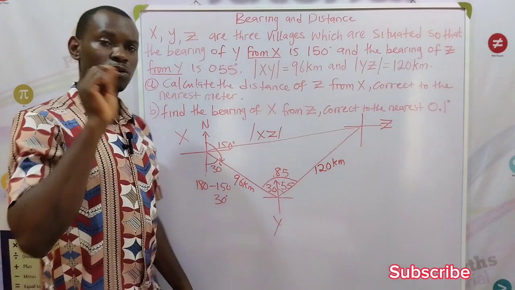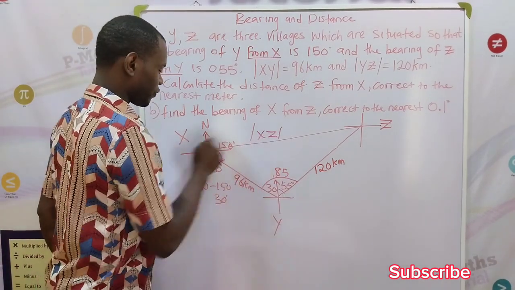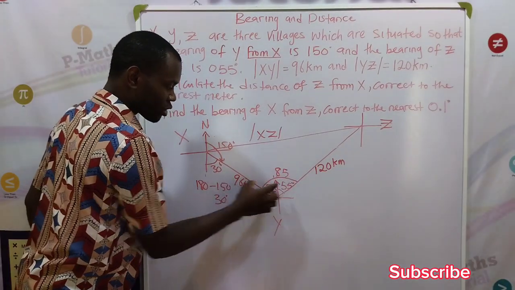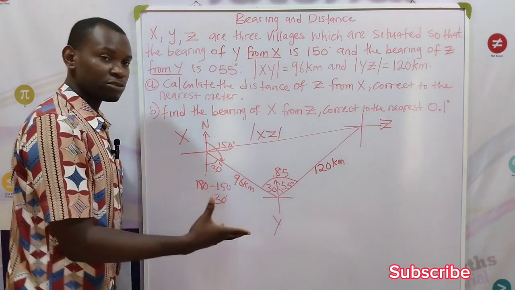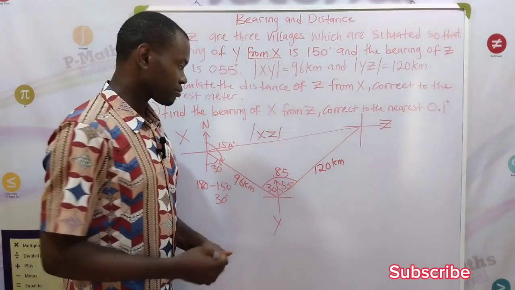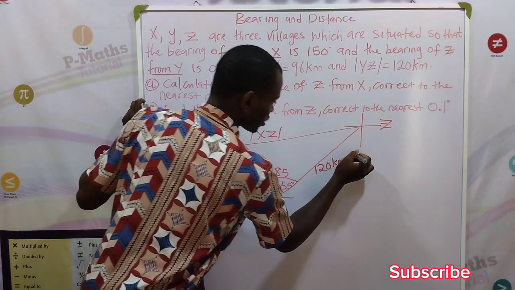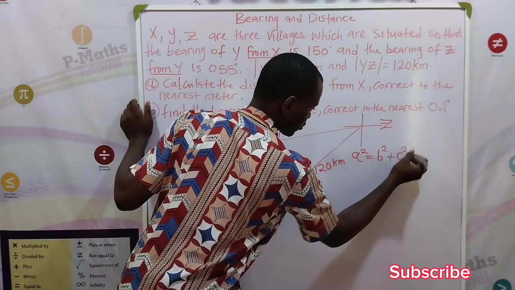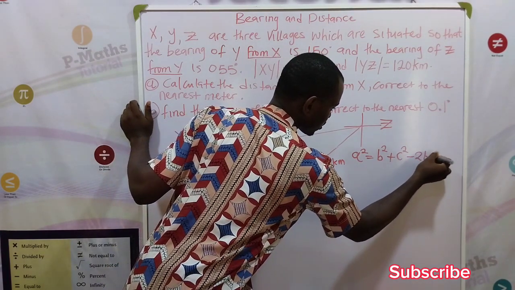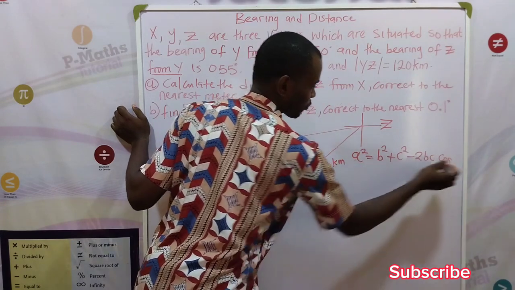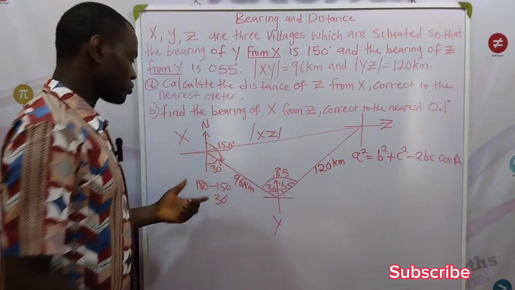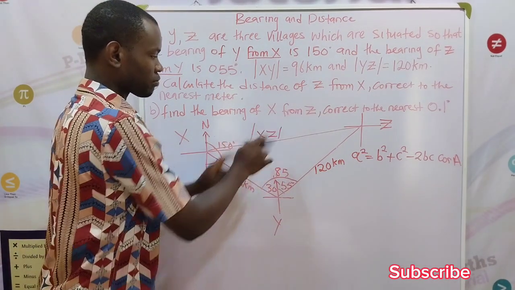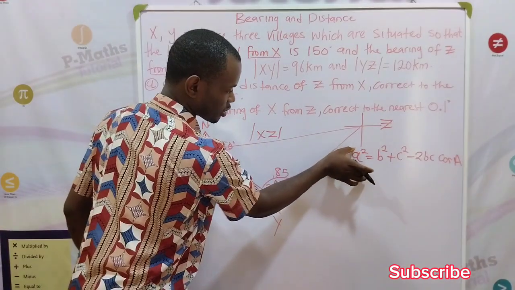Now, I'll be using cosine rule to resolve for the length of XZ because I have two given sides and an included angle. Whenever I have an included angle, use cosine rule to resolve the triangle. And what does cosine rule state? Cosine rule states that a squared is equal to b squared plus c squared minus 2bc cos A. So let me substitute as usual the letterings on this diagram to resolve for this length. So this length we are looking for is this.